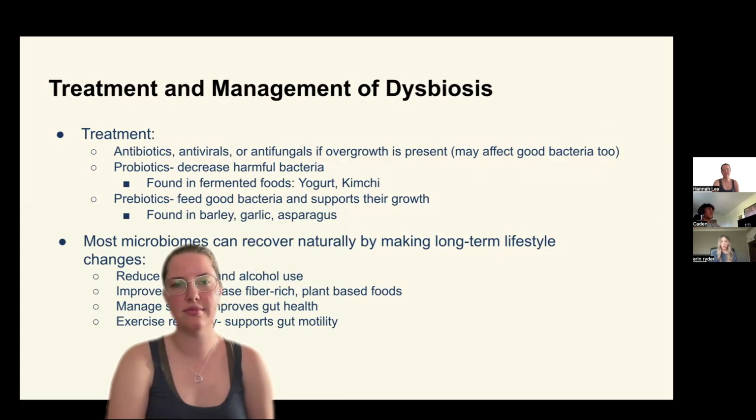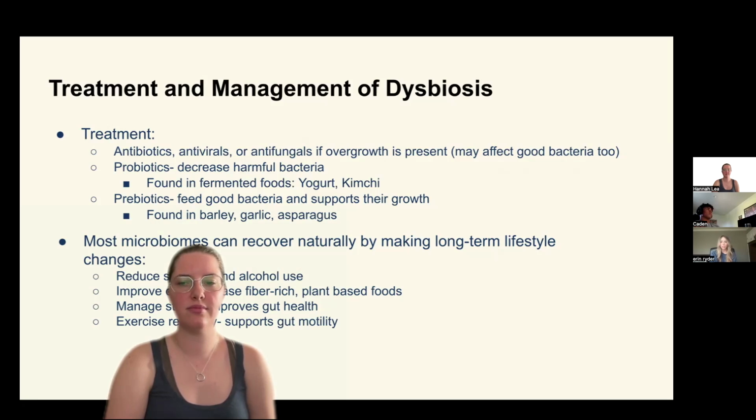Now I'll be going over how dysbiosis can be treated and managed. In some cases, antibiotics, antivirals, or antifungals may be prescribed to reduce an overgrowth of specific harmful microbes. However, it's important to know, as mentioned earlier, that these treatments can also kill beneficial bacteria, so they're used cautiously.